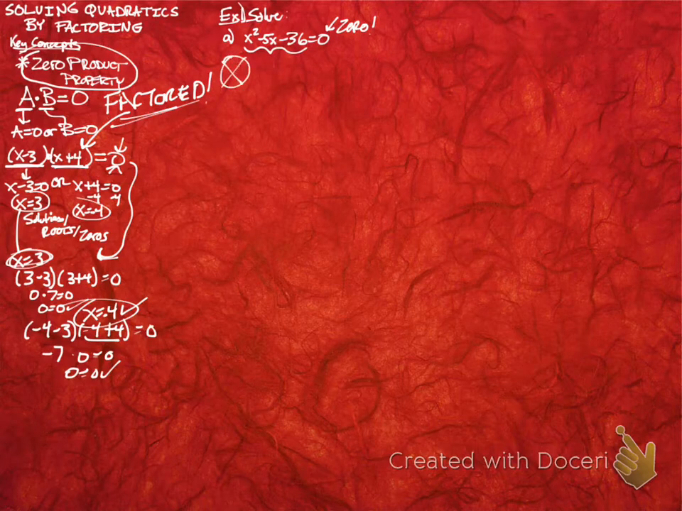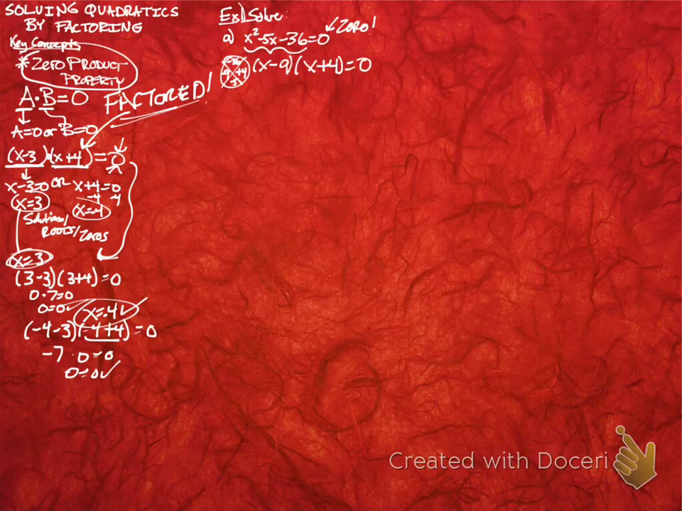So if I use the wheel, I'm going to put a negative 36, I'm going to put a negative 5, and two numbers that multiply to make that true. Let's see, I think maybe a negative 9 and positive 4, right? That multiplies to negative 36, that adds to negative 5. So I can factor that into x minus 9 and x plus 4 equal to 0.